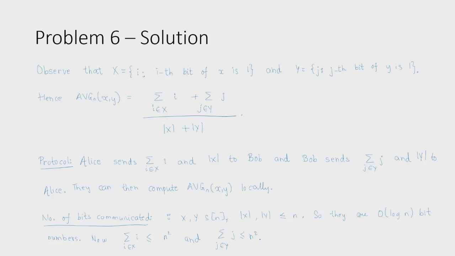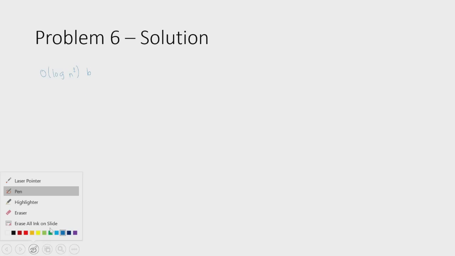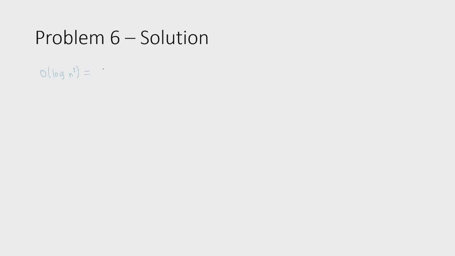So the two sums will need order log n square bit numbers. Order log n square is just 2 times order log n, right? So this is also log n bit numbers.